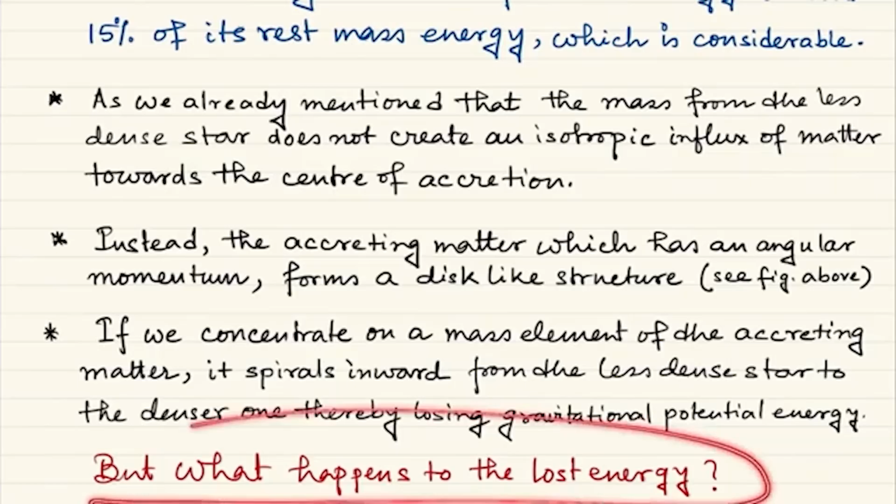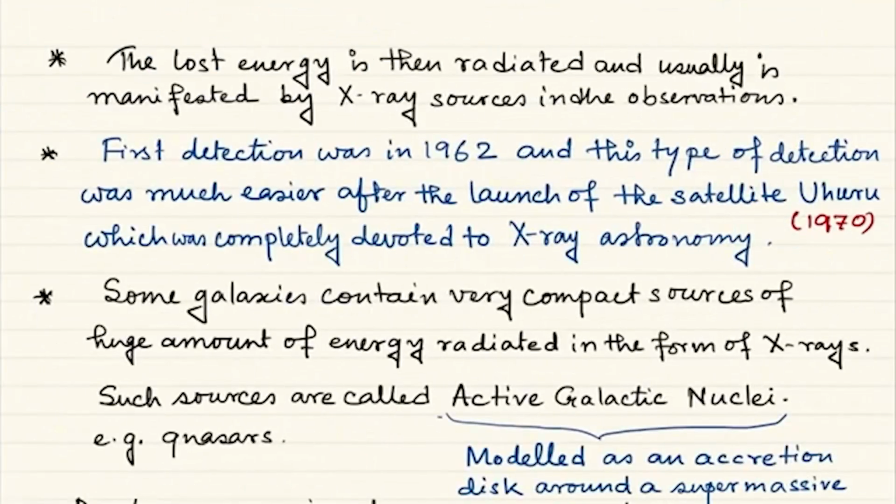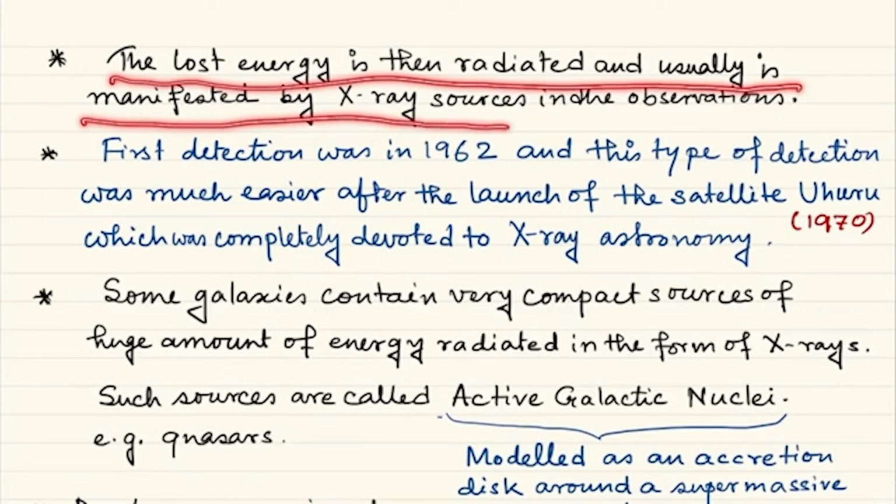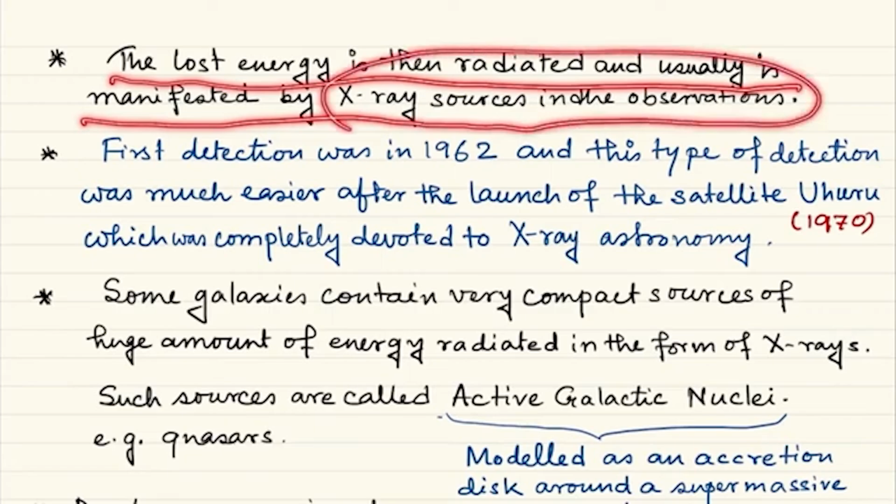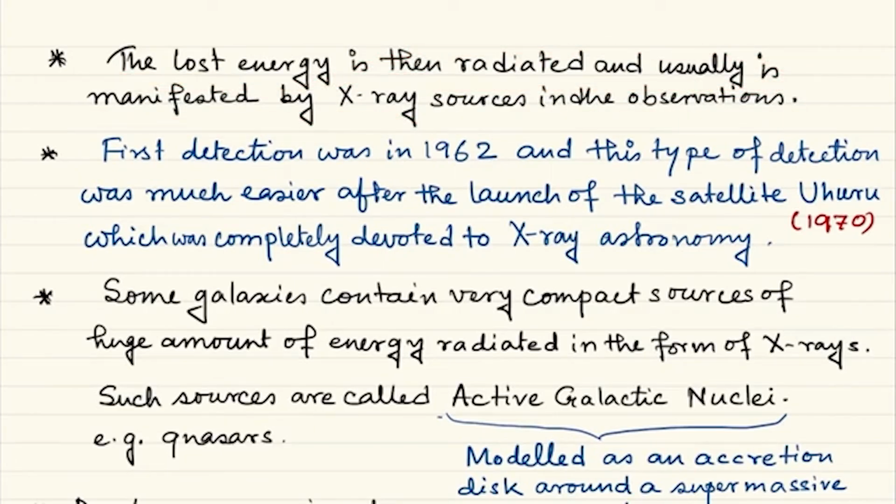But the question is, what happens to this lost energy? The lost energy is then radiated and usually is manifested by X-ray sources in astronomical observations. Okay. Now, some historical information. One is that the first detection was made in 1962, and this type of detection became much easier later when the satellite Uhuru was launched in 1970, 8 years after the first detection, which was completely dedicated to X-ray astronomy.